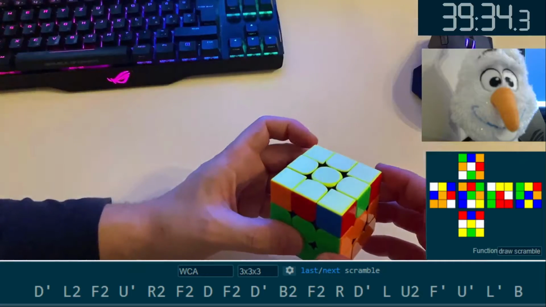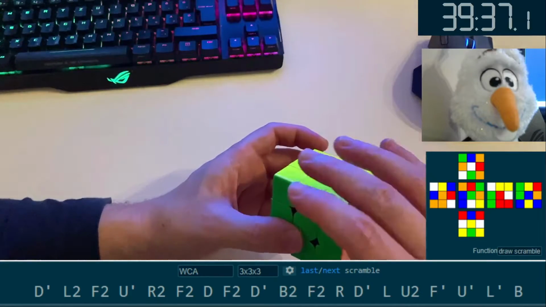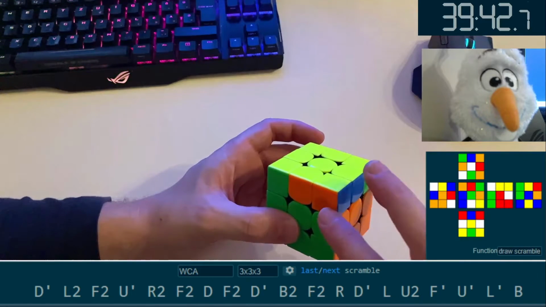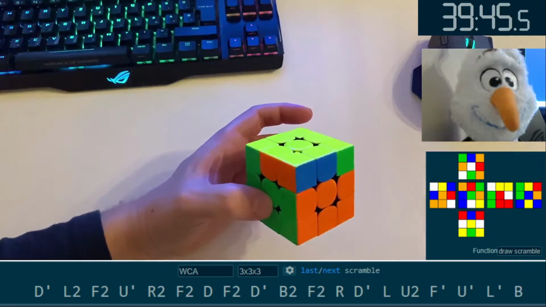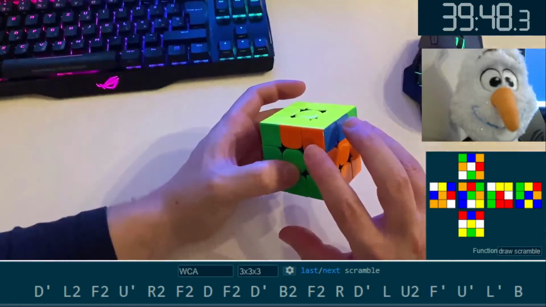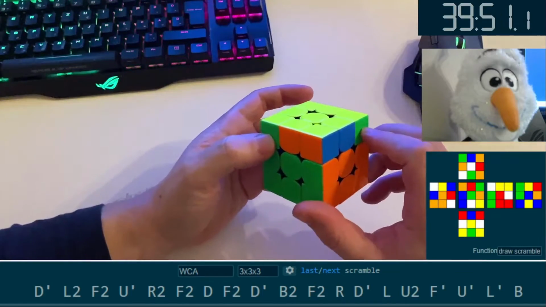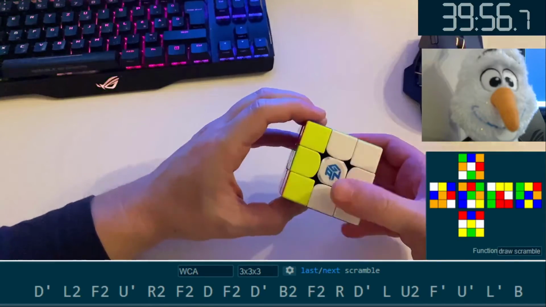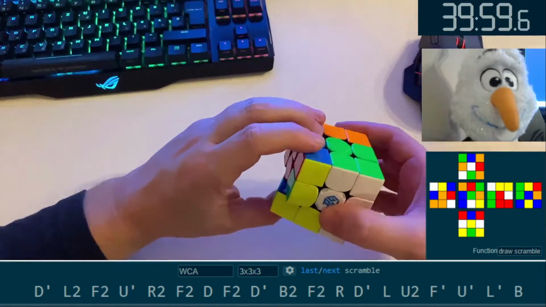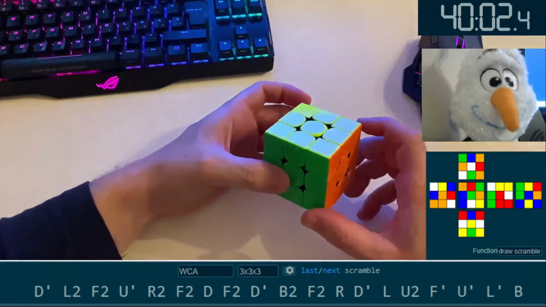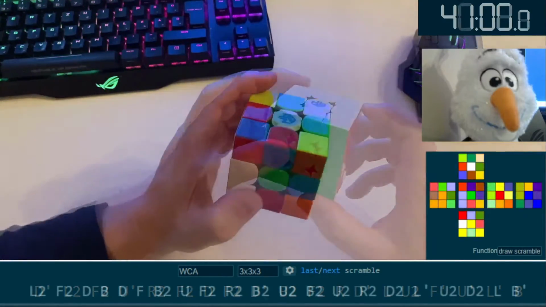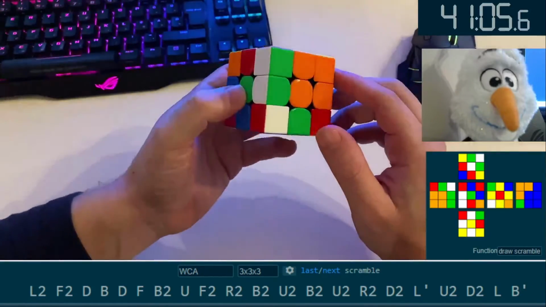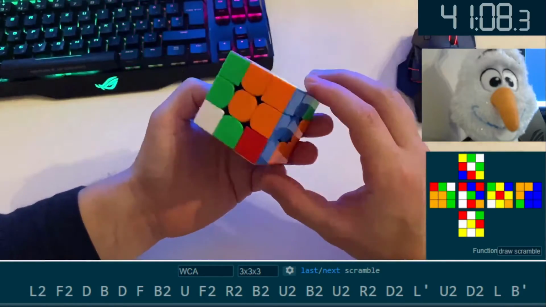Alright. Headlights and A-perm based on the V block here and the adjacent colors of these two corners, and yeah, of course the bookends. Okay, so yeah, nice. I think we missed one scramble only yet.